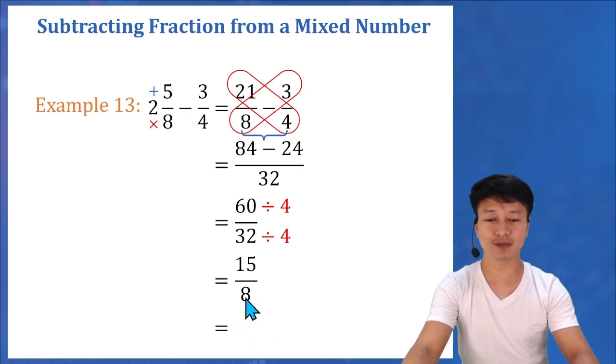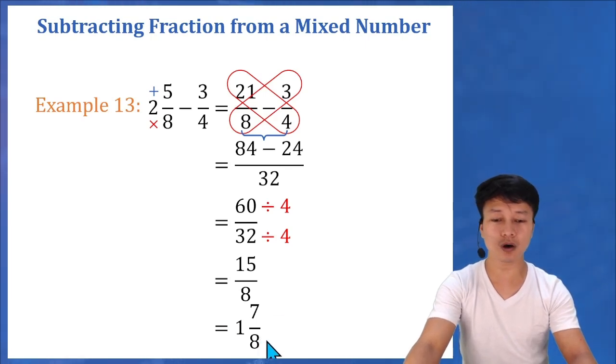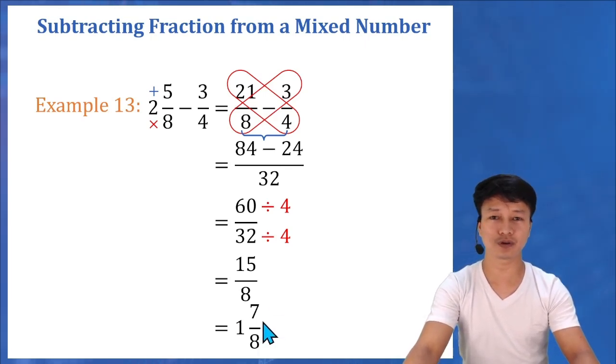So just ask yourself, how many 8s are there in 15? That is 1. How many more are missing? Okay, 1 times 8 is 8. How many more are needed to make 15? That is 7 more. So 7 over 8. And finally, our answer is 1 and 7 over 8.